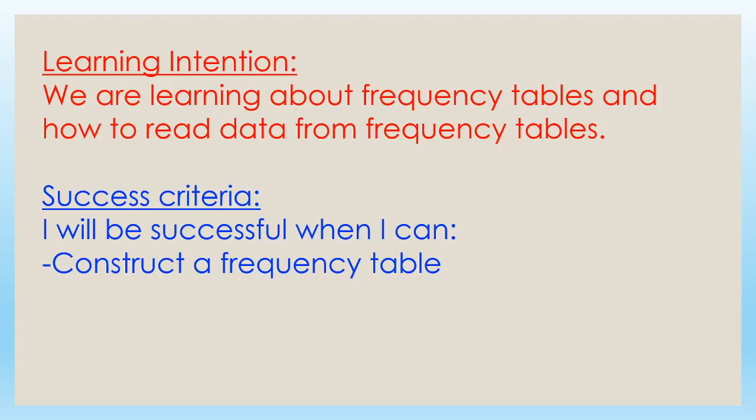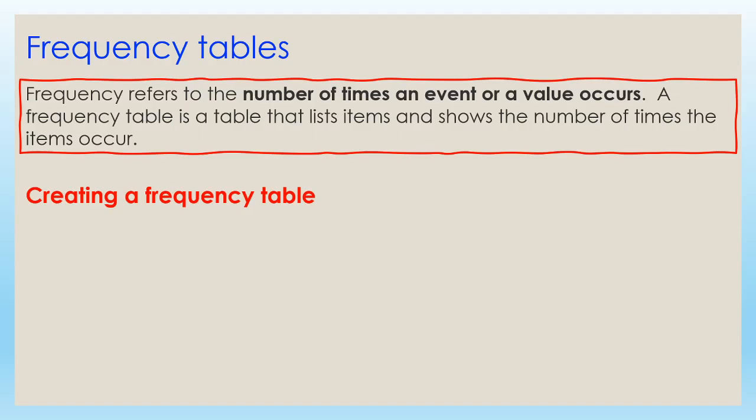So today we are learning about frequency tables and how to read data from frequency tables. And our success criteria is I will be successful when I can construct frequency tables. Now, a frequency table is not that hard. Frequency means the number of times an event or value occurs. So a frequency table just shows a list of items and the number of times they occur.